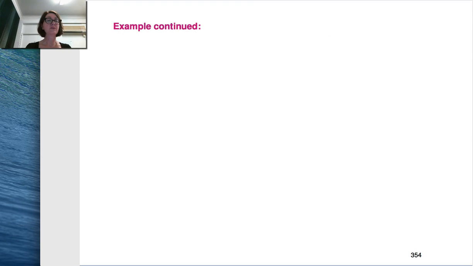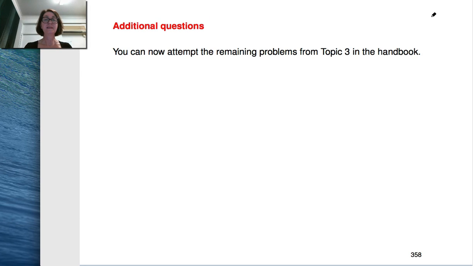That's a continuation of the example before. And a cubic for you to solve, and then you're done. So there's a couple of examples there for you to look at, and then you can continue on and do some of the questions in topic 3.